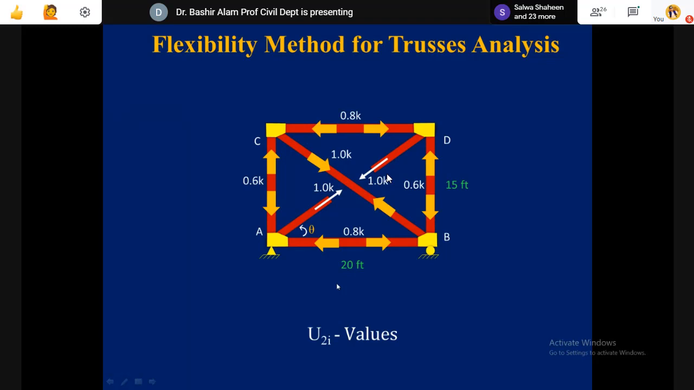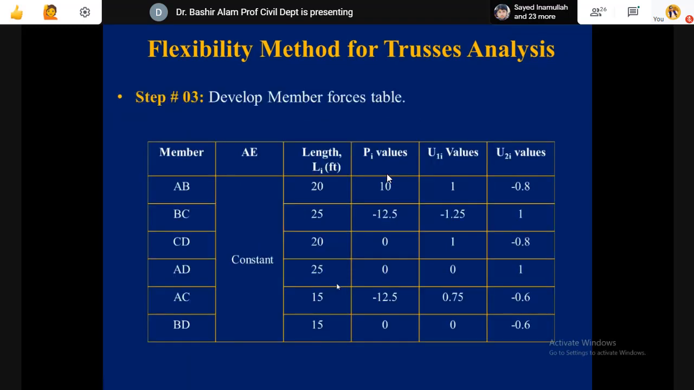Now, next, we go and complete this table. This is the member forces table. So all the members you can see A, B, C, D, E, F, and EA values you can see in the next column. Then lengths you can see for each member. Capital P values already we found, U1 values already we found, and U2 values already we found.